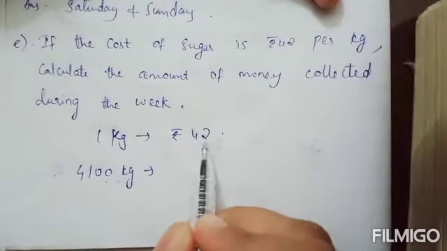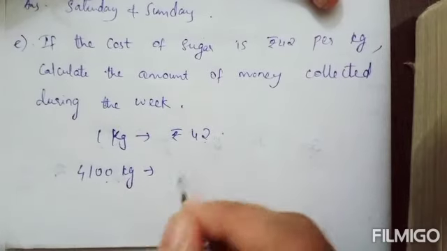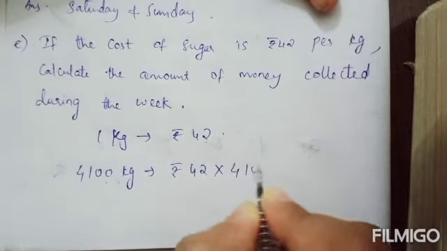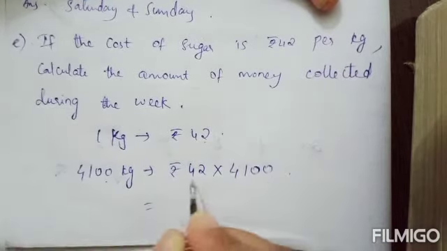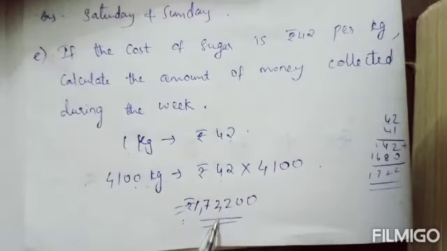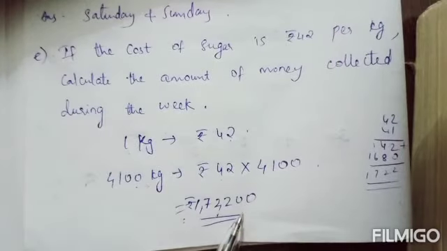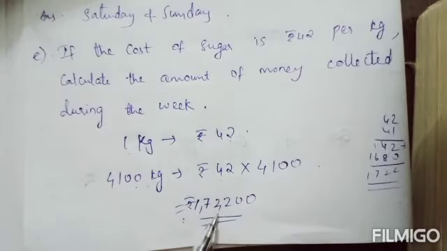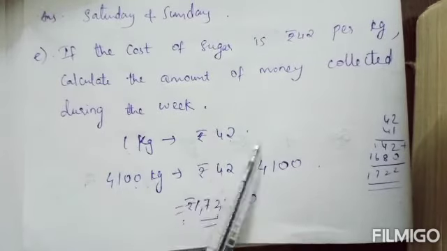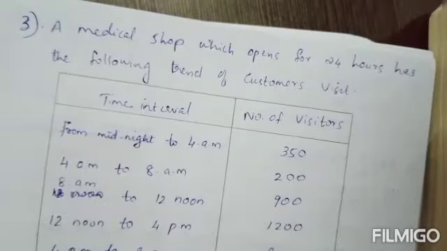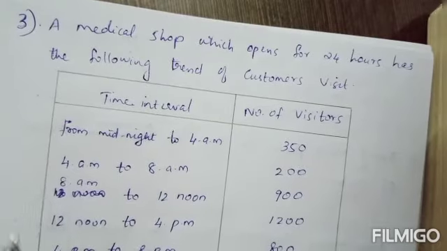Okay, so you can multiply. For 1 kilogram it is 42. So for 4100 kilogram it will be rupees 42 into 4100. You multiply this and you will get rupees 1,72,200. So this is the total amount of money collected during the week on the sale of sugar. Do the second question as homework. Now, third question.